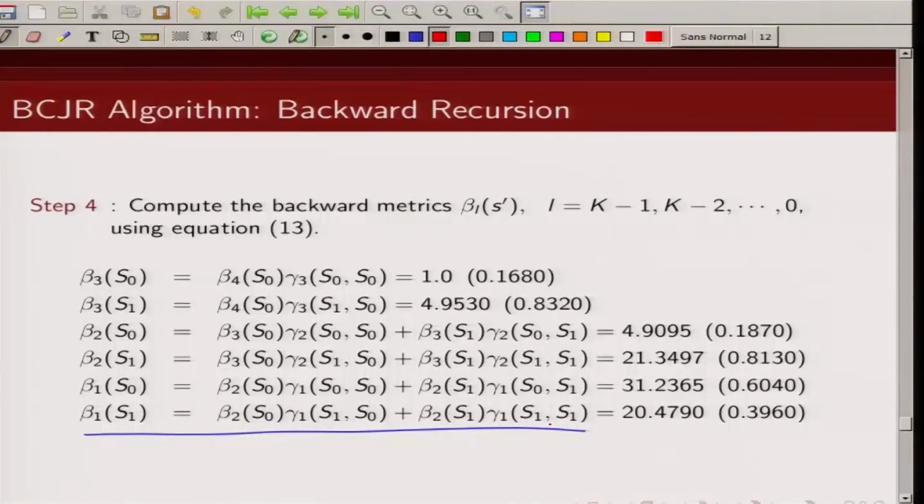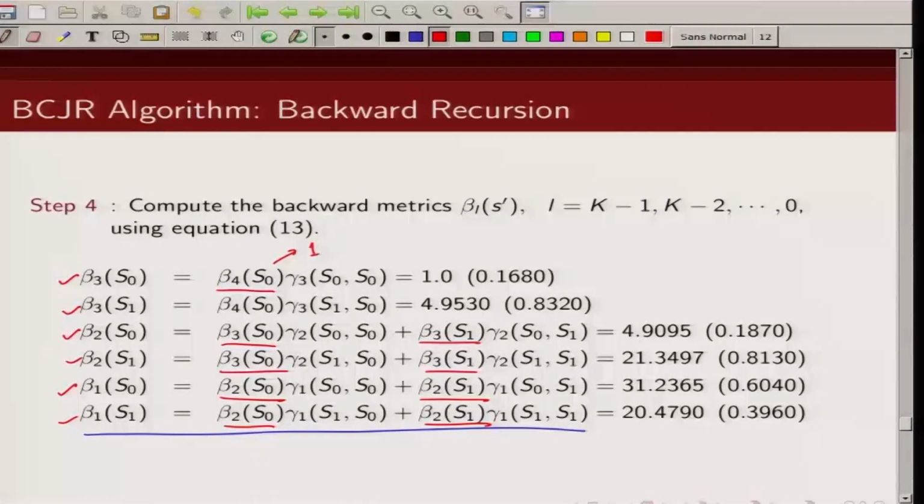We already know the values of gammas that we have computed earlier, and we know the values of beta at the end of the block. What is this value? This is 1, because the encoder is terminated, and for all other states beta 4 is 0. So, we know these values, and we can compute beta 3. Once we know the value of beta 3, then we can compute the values of beta 2, because beta 3's values are required here. Once we know the values of beta 2, we can compute the value of beta 1, as they are required here. So, like that we can recursively compute the values of betas.